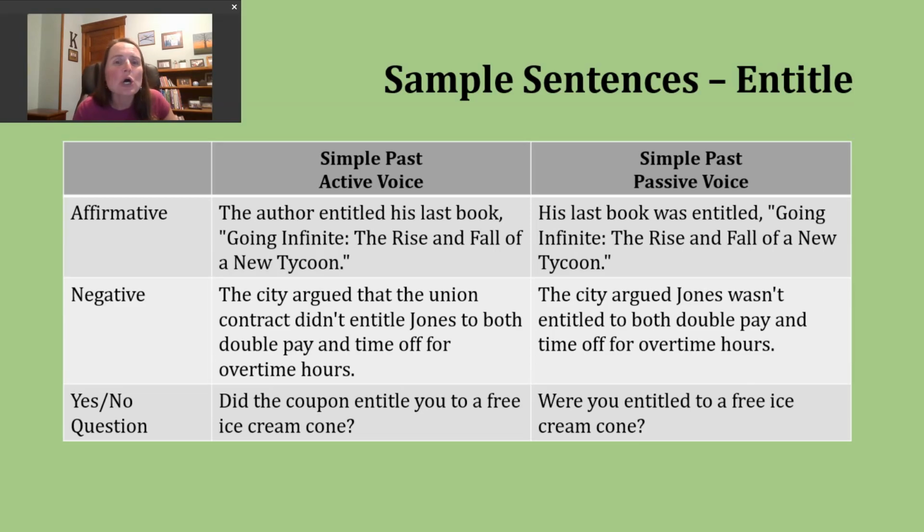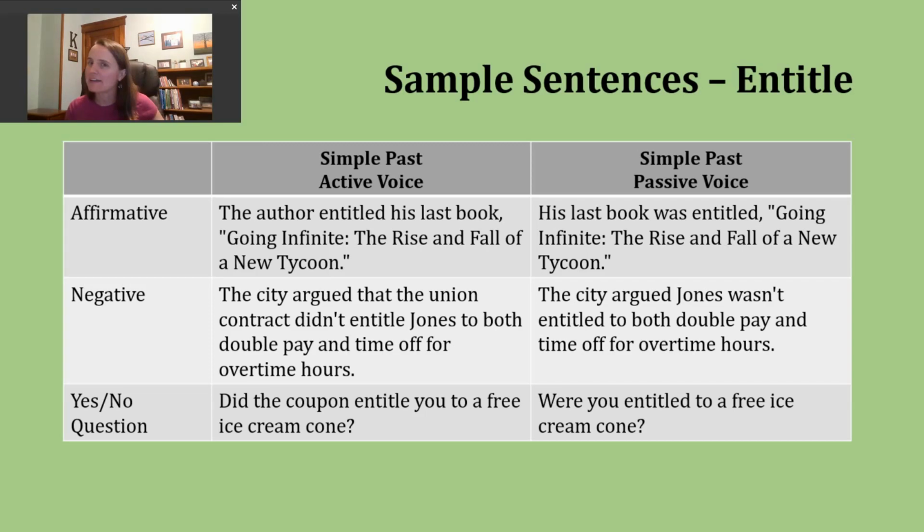Finally, let's look at making a yes or no question in the simple past tense, first in the active voice. To do this, we start with did, then we'll have our subject, and then the base verb. No ed here in the active voice. So, an example of this. Did the coupon entitle you to a free ice cream cone?